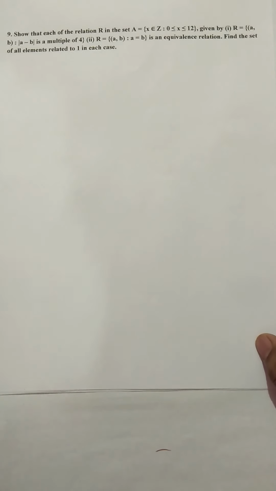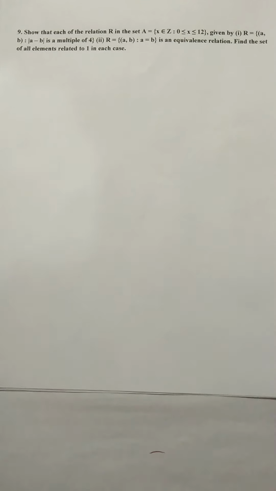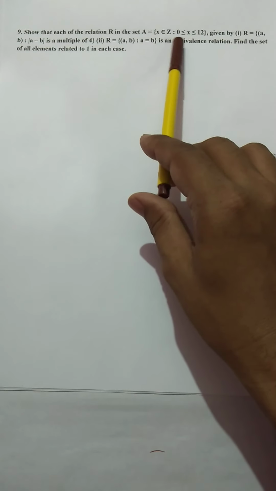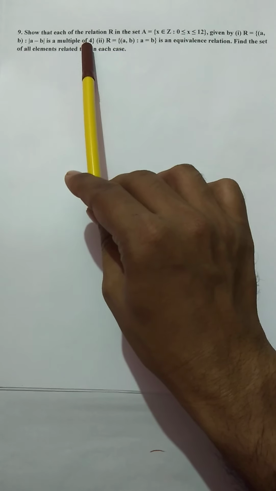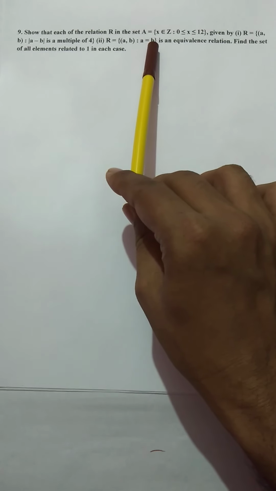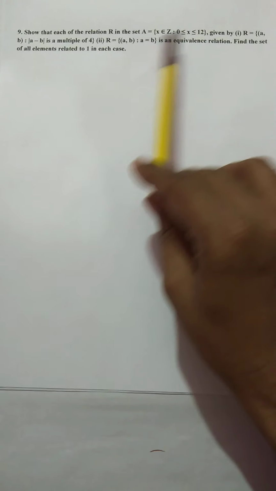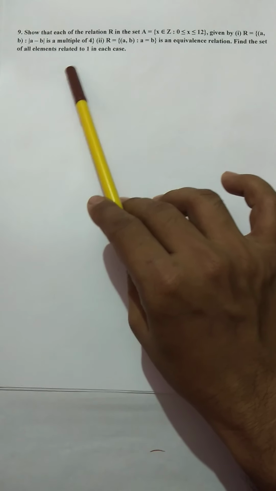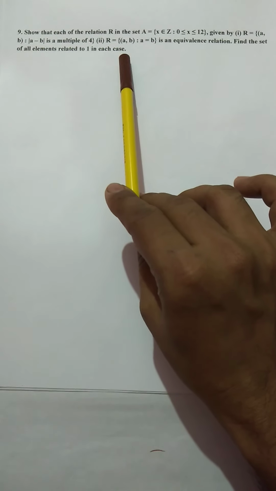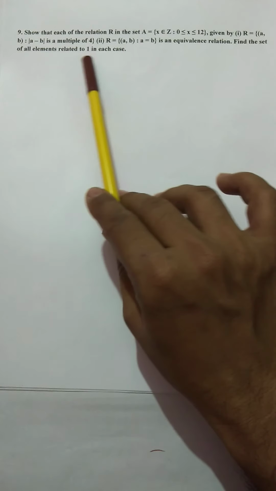Now see question number 9. Question number 9 is, you have to show that the relation R in the set A = {x : x belongs to Z and 0 ≤ x ≤ 12}, given by R = {(a, b) : |a − b| is a multiple of 4}, and the second part is R = {(a, b) : a = b}, is an equivalence relation. We have to show both are equivalence relations. This is the first part and this is the second part, and find the set of all elements related to 1 in each case. This is common for both parts. So we are now going to do the first part.